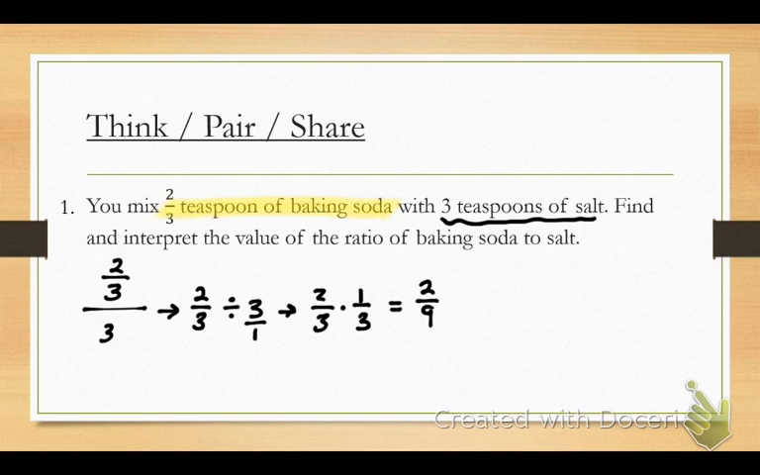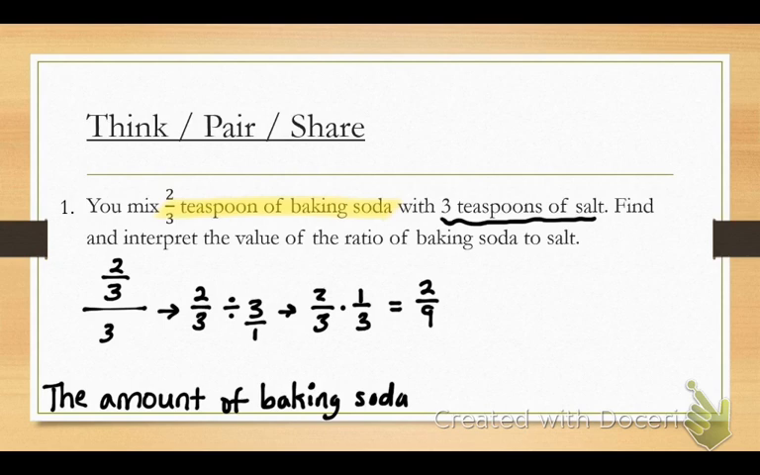Now what it has asked us is find and interpret. So we need to understand what in the world that 2 ninths means. I want you to talk to your partner and see if you guys can figure out or interpret what that 2 ninths means. Okay, we are definitely on the right path there. He started off with saying the amount of baking soda. So let's go ahead and at least write that part down. Once again, we know that we're talking about the amount of baking soda because it came first in the problem. So we're going to put that first in our answer when we are interpreting it. Who wants to help me from here? What else does this mean? The amount of baking soda. That is exactly correct. The amount of baking soda is 2 ninths the amount of salt.